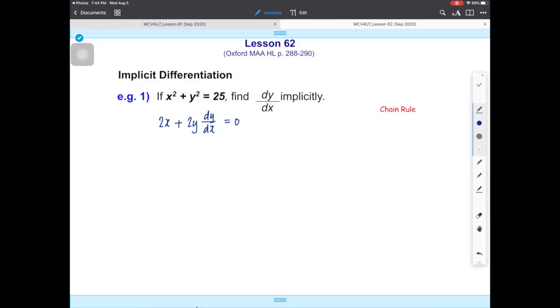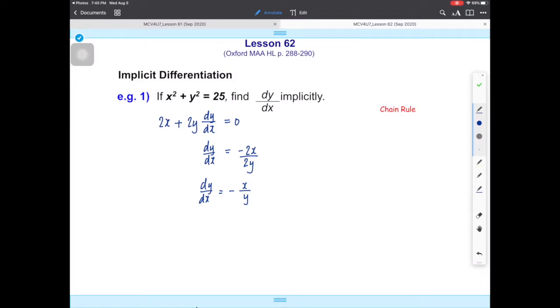And then we can isolate for dy over dx. Well, first we're going to take 2x to the other side of the equation. And we know that after that we can divide the result by 2y. And dy by dx is negative x over y.